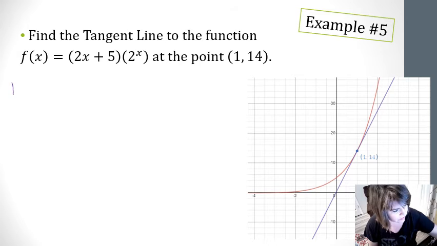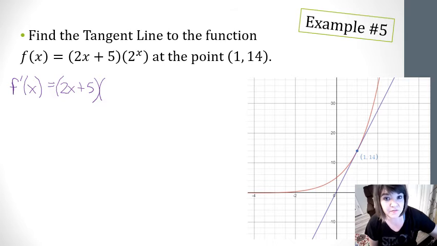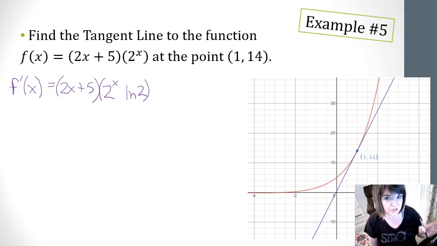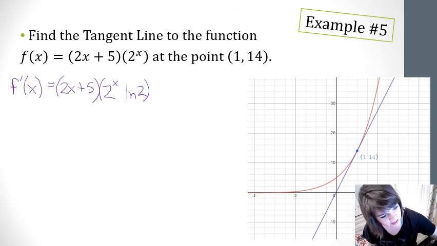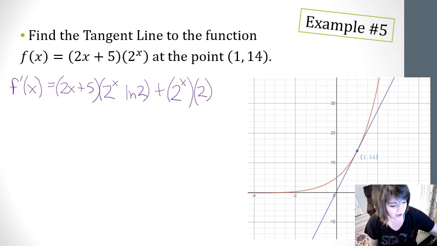So to find the derivative, we need to take the first function, 2x plus 5, multiply that by the derivative of the second. And the derivative of 2 to the x is 2 to the x natural log of the base, which is 2. So that's the first function times the derivative of the second, plus the second function times the derivative of the first, which is 2. Now, that is our slope of the tangent line, but we need the slope at a specific point, 1. So we need to find f prime of 1.